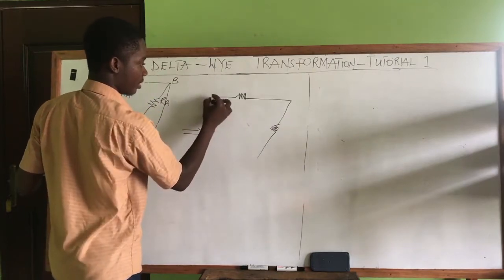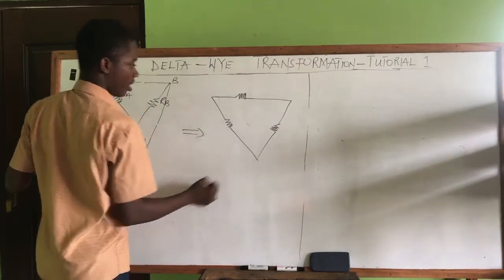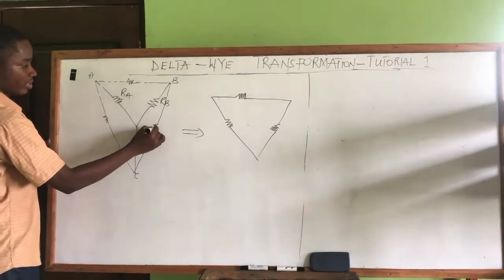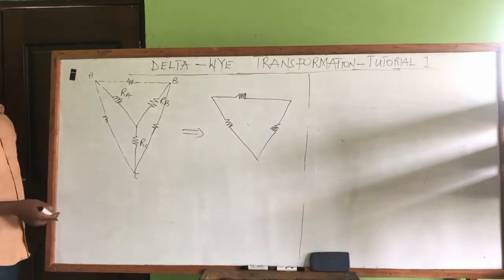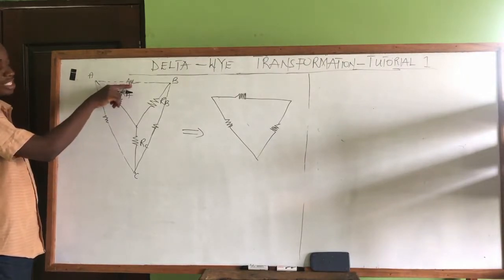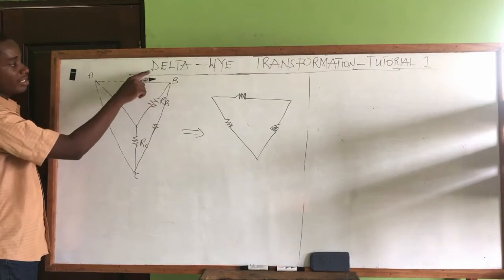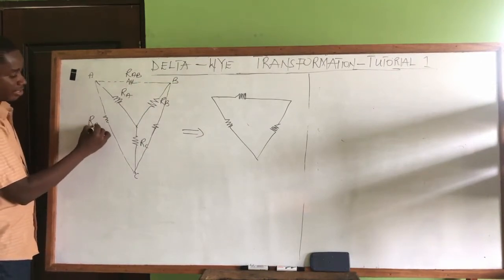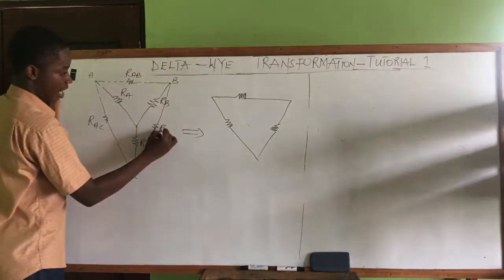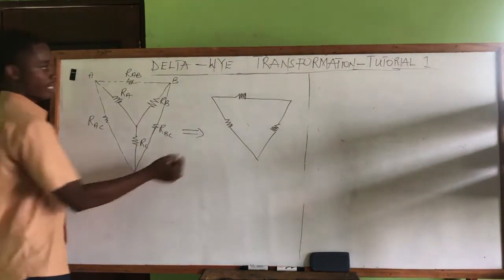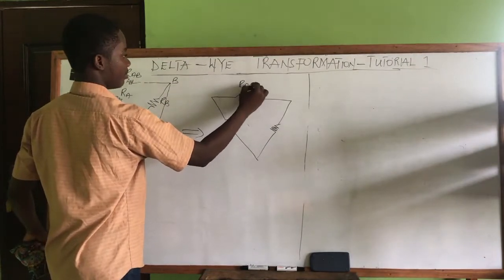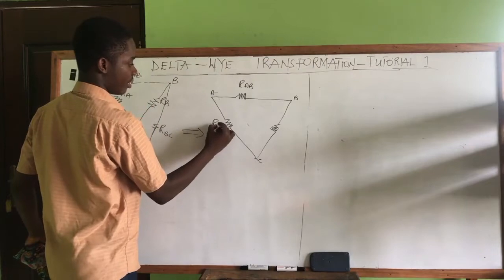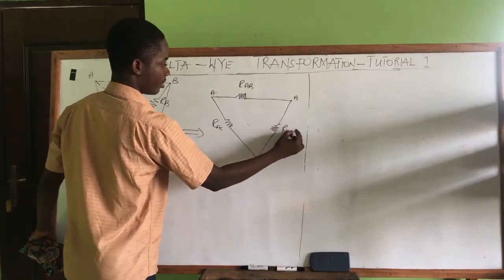I have this one there. I have this one there. So one of the resistors is here, another one is here, and another one is here. So let's name the resistor values. This resistor, the delta resistor, is between A and B. So I can name it RAB. This one I can name RAC. This one can be RBC. So this is RAB, RAC, and this is RBC.